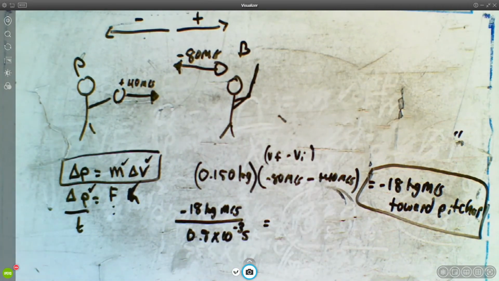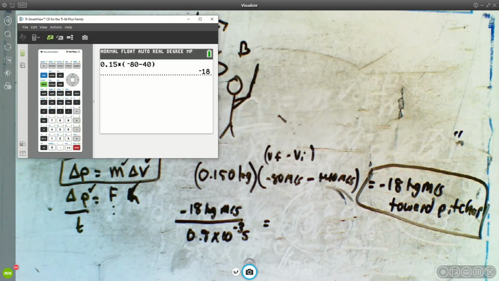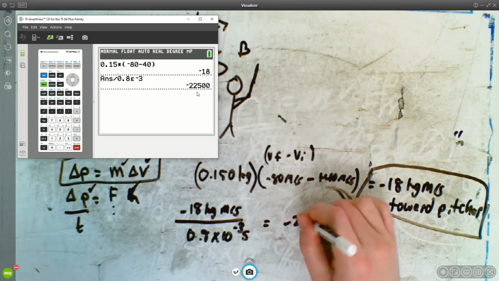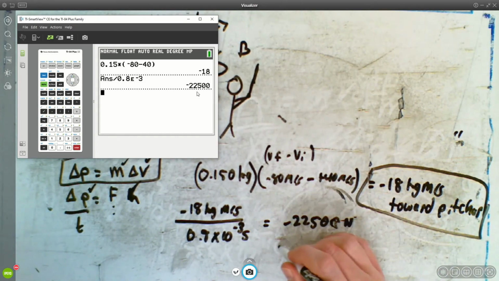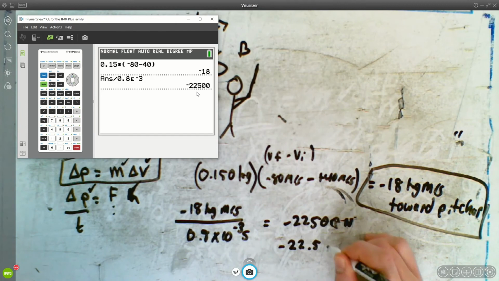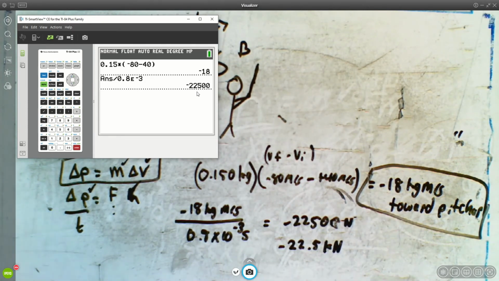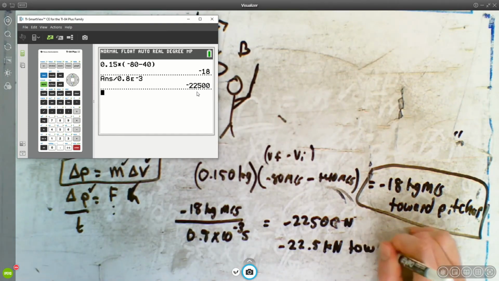So all I have to do is take my negative 18 and divide it by our time, 0.8 milliseconds. So it looks like our force is 22500. That's newtons, or we could say negative 22.5 kilonewtons. That's a nice way of putting it. And the negative again represents towards the pitcher.